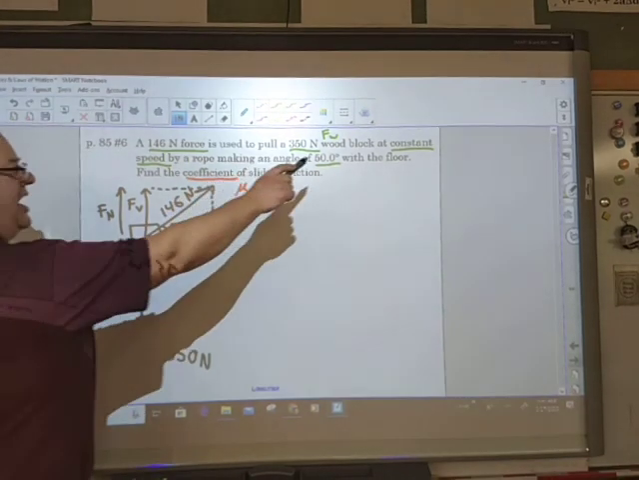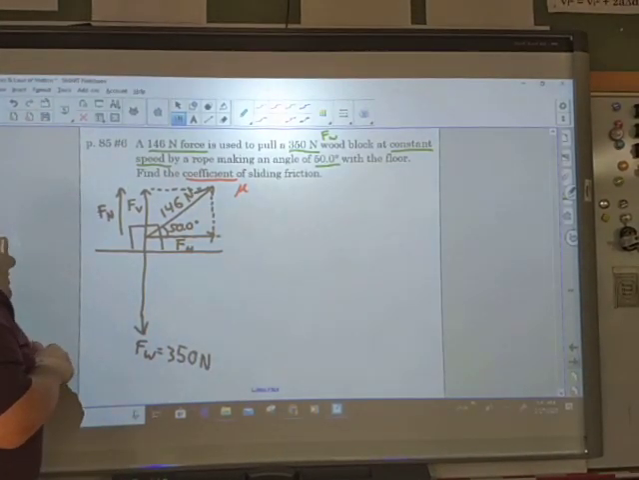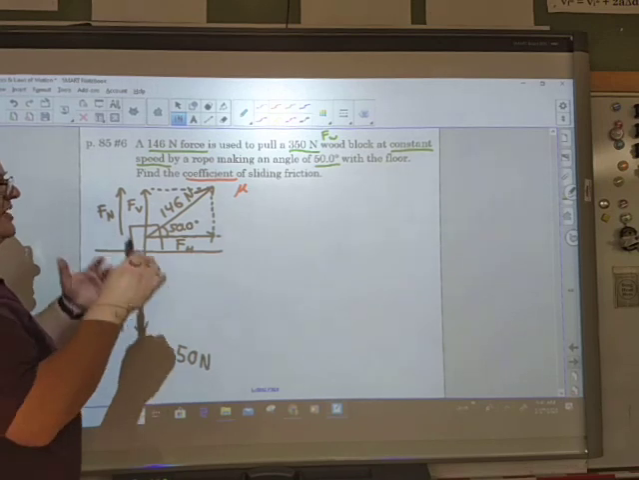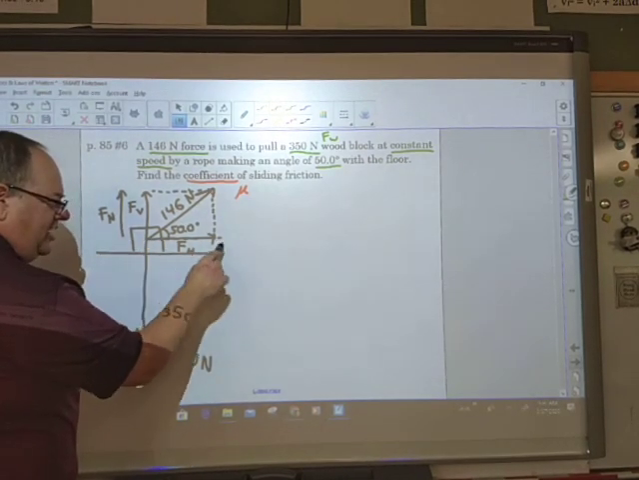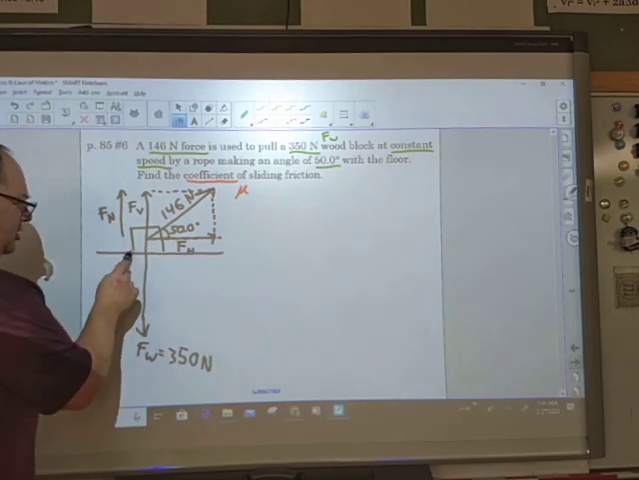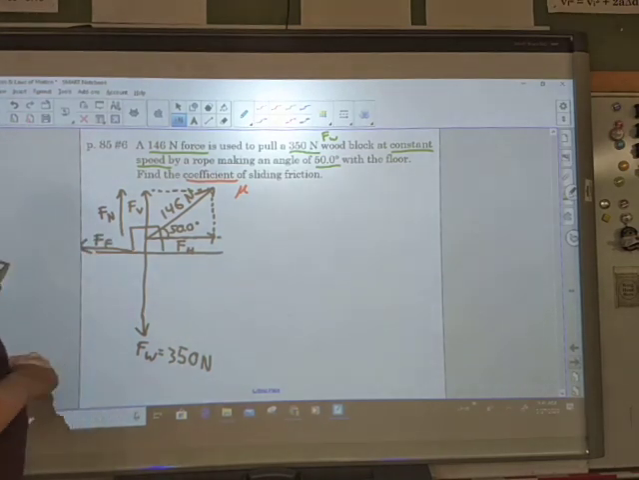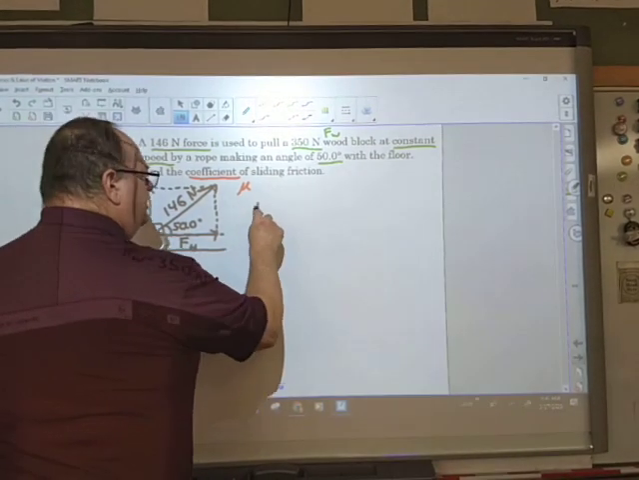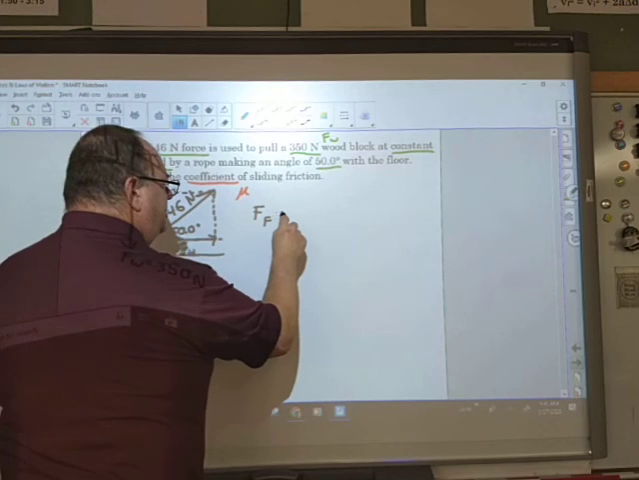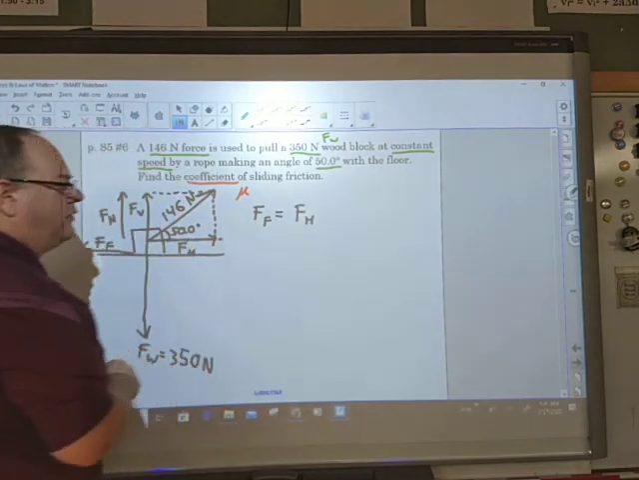Now, it's at constant velocity, constant speed. Constant speed means no acceleration. Constant speed means the forces have to be balanced. So what's balancing this force here, FH? There must be friction going backwards. And if it's at constant velocity, I know that the force of friction is equal to the horizontal force.